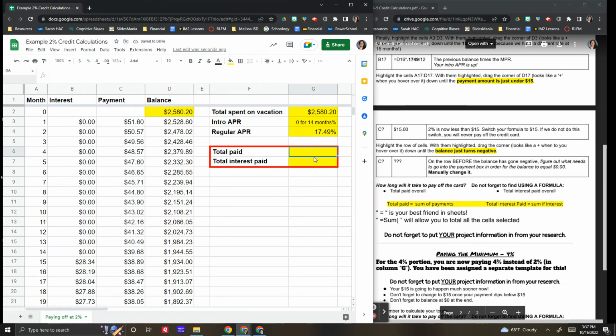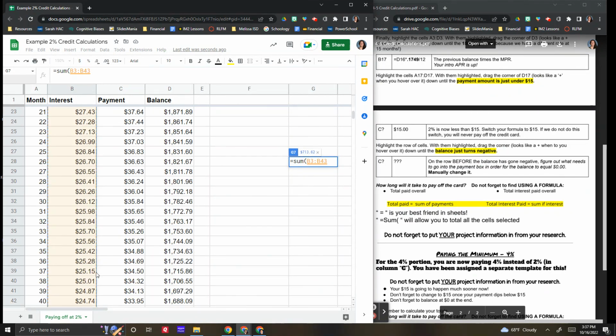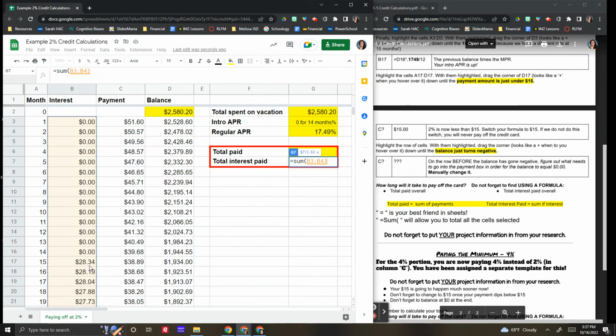Total paid, so again, is equal to the sum, open parenthesis, and then select all the payments that you made, okay? And then the total interest paid is the sum of our interest. So again, I'll say equals sum, open the parentheses, and the interest column is over here in column B. And so I would select all those cells. Okay, so once you have those answered, then your spreadsheet is done for your 2% and you may submit it.